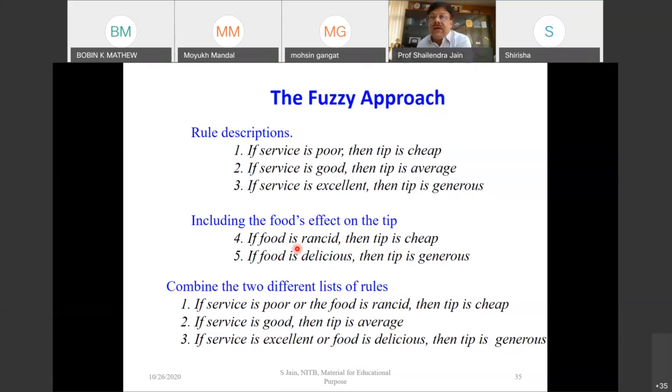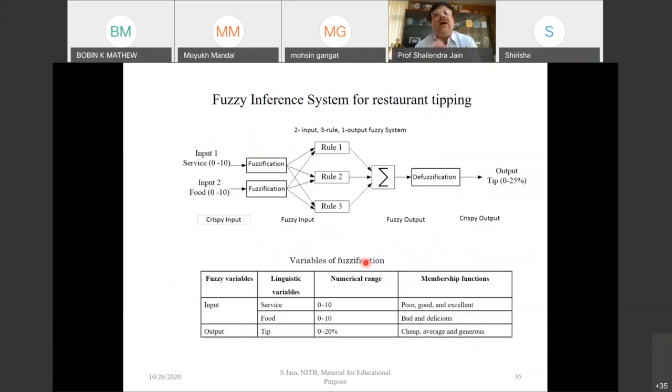This is something very realistic. That means if service quality is very good and food quality is also very good, my purpose of giving a party is served, then we will give a very generous tip. So these kinds of rules need to be framed to take a decision.